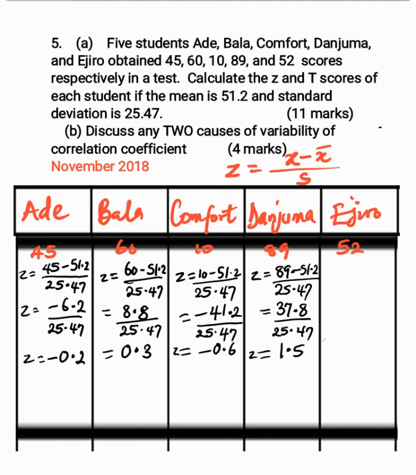Then for A0, we are going to have the Z score to be equal to the raw score, 52 minus 51.2, over the standard deviation, which is 25.47, and we're going to have 52 minus 51.2, which is 0.8, and when we divide it by 25.47, the Z score is going to be approximately 0.0.